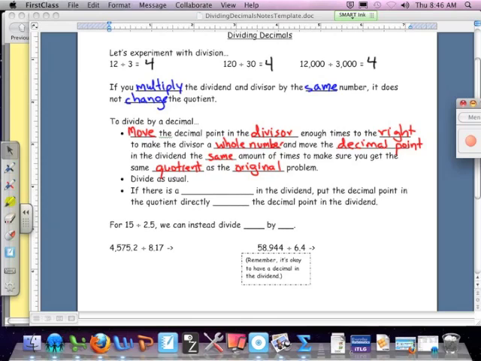I'm just going to divide as usual. Now you have a whole number divisor. If there is a decimal point in the dividend, we put the decimal point in the quotient directly above the decimal point in the dividend. So that's something we've done before, but it's a step that sometimes people forget.